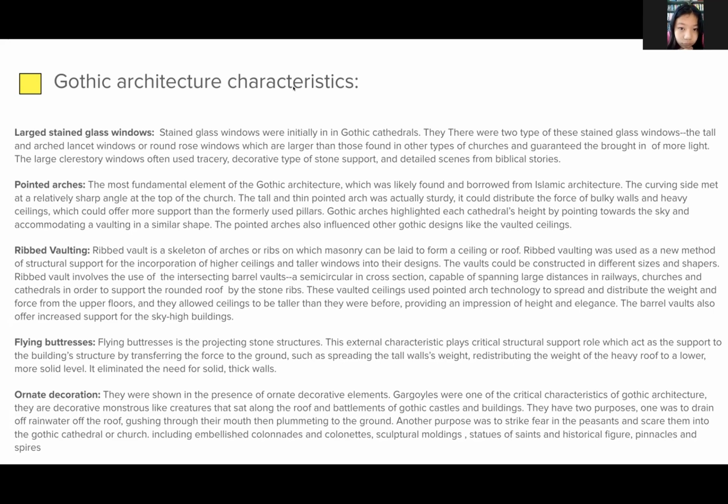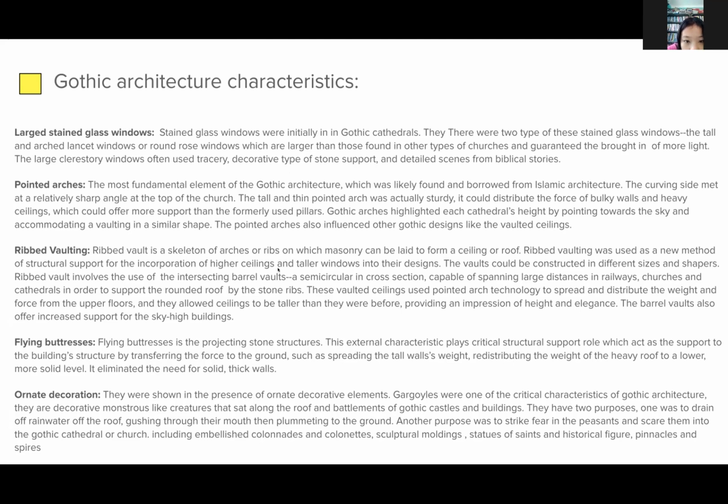However, the ribbed vault involves the use of the barrel vault, which is semicircular in cross section, and is capable of spanning large distances in railways, churches, and cathedrals in order to support the rounded roof by the stone ribs. These vaulted ceilings use pointed arch technology to spread and distribute the weight and force from the upper floors, and they allowed ceilings to be taller than they were before, providing an impression of height and elegance. The barrel vaults also offer increased support for sky-high buildings.